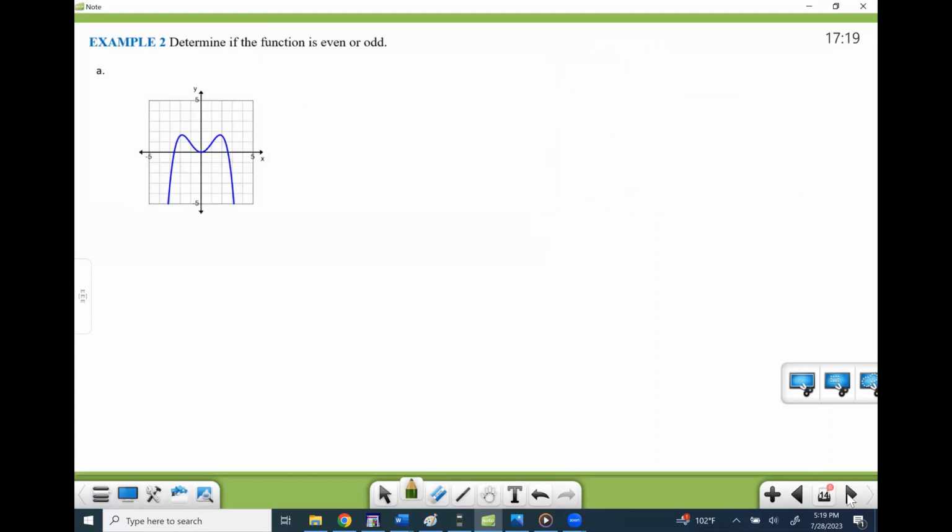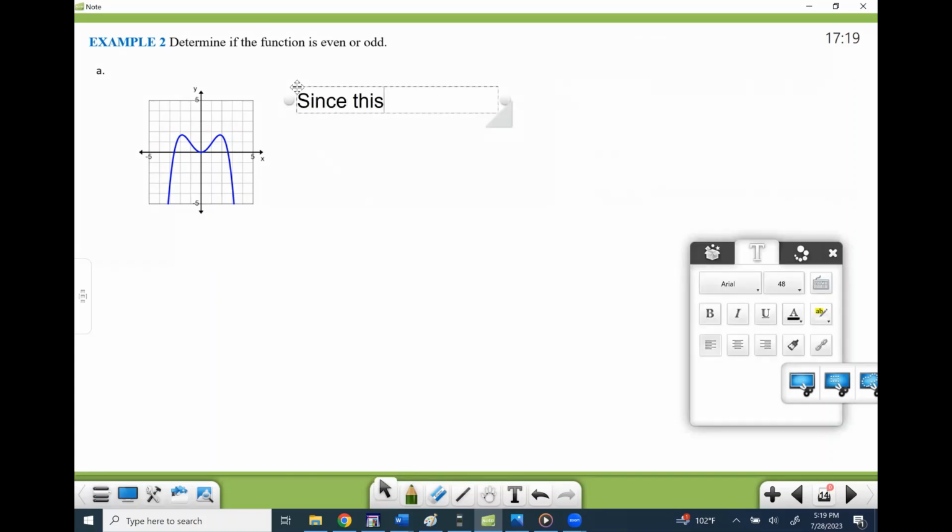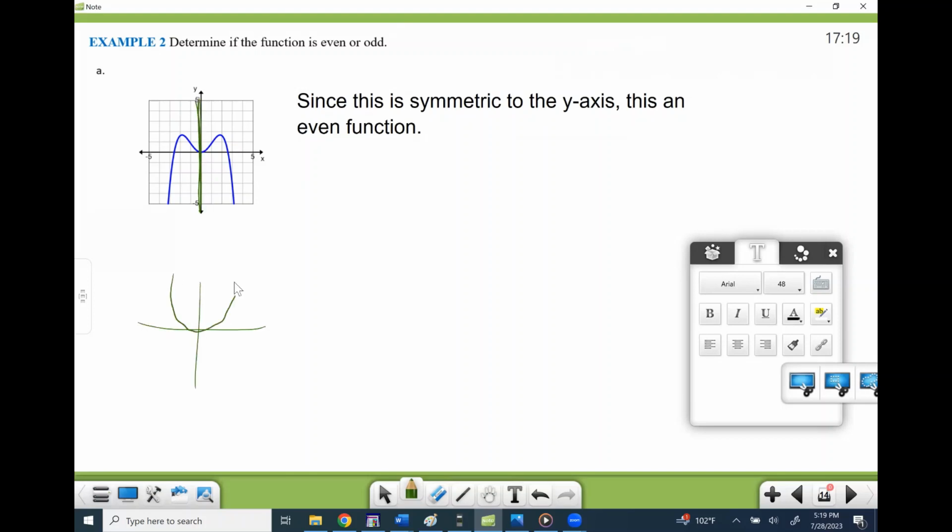All right, determine if the function is even or odd. Well, we have to check the symmetry, okay? So since this is symmetric to the, let's pause and see if you can finish that. Since this is symmetric to the, hopefully you said y-axis, okay? This is even. So remember we said x squared. So this is symmetric to the y-axis divides it, just like our example of x squared, right? And this is even. That's how I'm going to remember that it's even.